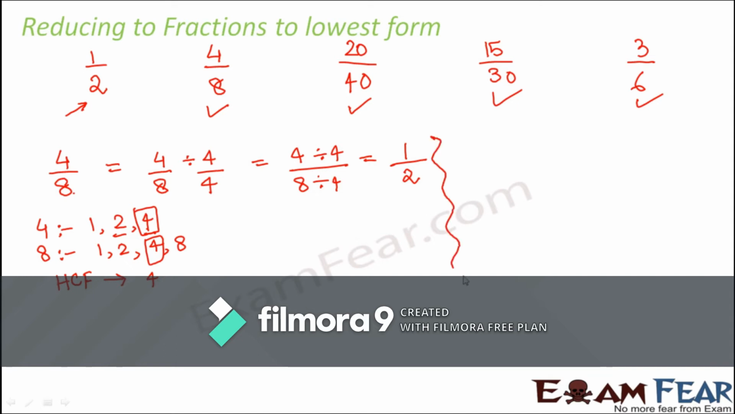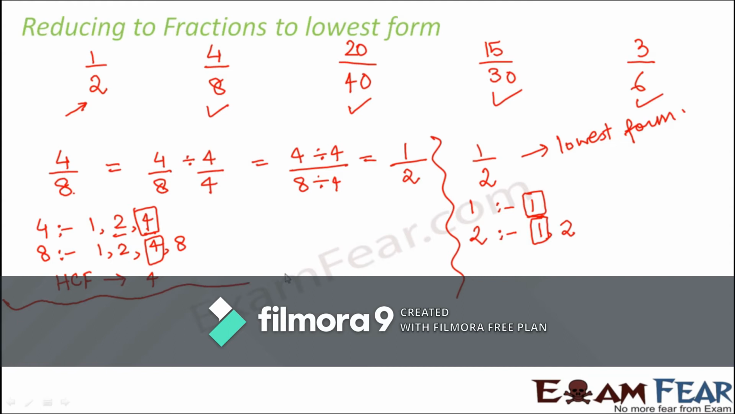Let us try to check. So 4 by 8 is done. Let us try to check if 1 by 2 can be reduced further to a lowest form. Now what are the factors of 1? It is 1. And what are the factors of 2? 1 and 2. So basically when you look at it, they have only one common factor, and that is 1. So other than 1, they do not have any common factor. Therefore, they cannot be reduced further. So this is in its lowest form. So 1 by 2 is in its lowest form.